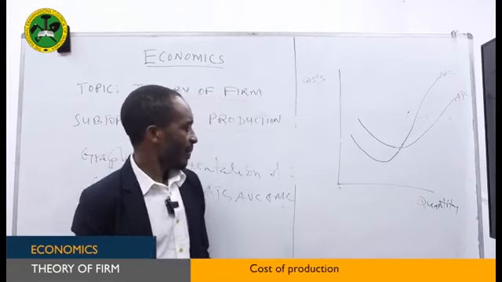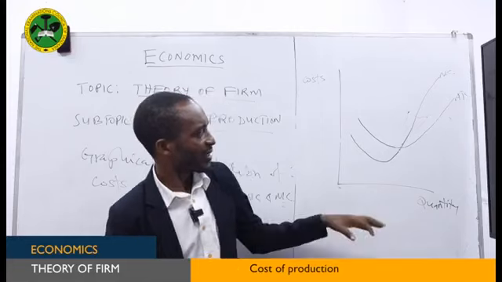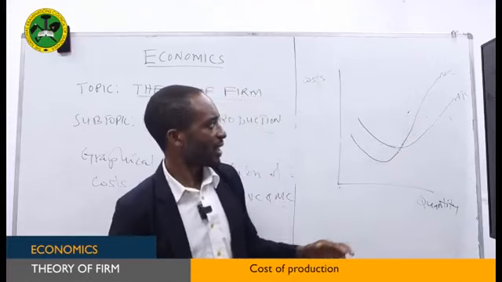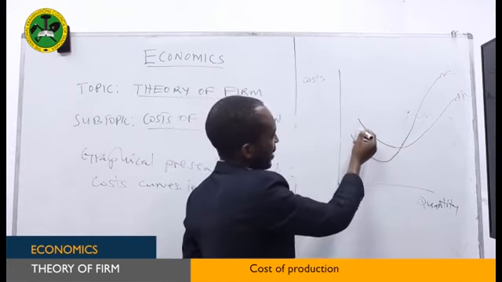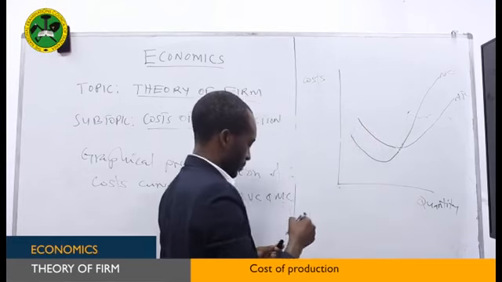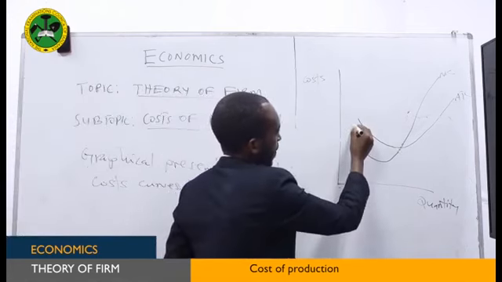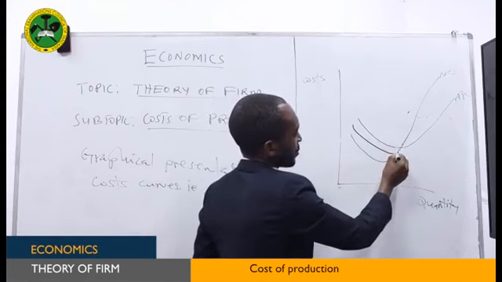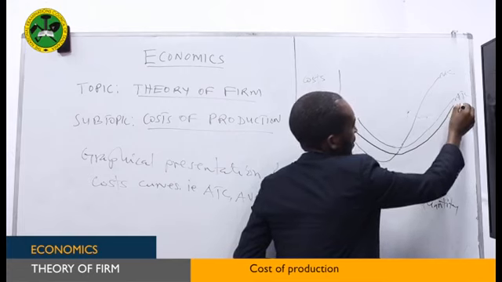Then we have the average variable cost. The average variable cost should be less than the average total cost, since the average total cost also includes the average fixed cost. So the average variable cost will be below the average total cost. Then it will meet the marginal cost, then also start to rise. So this will be the average variable cost.